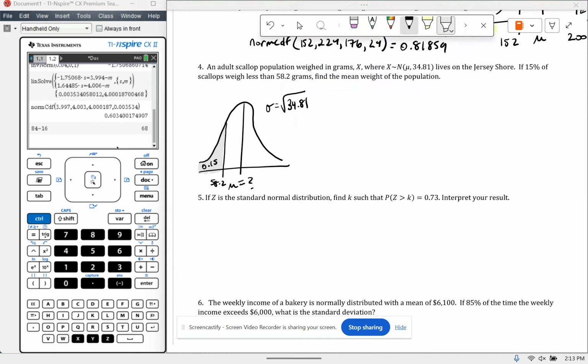Okay. Find the mean weight of the population. Have you guys been able to make your diagram yet? Are you guys good on making the diagram? Who can tell me if I have an unknown mean, what am I always going to write right under that?